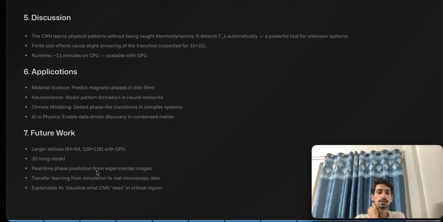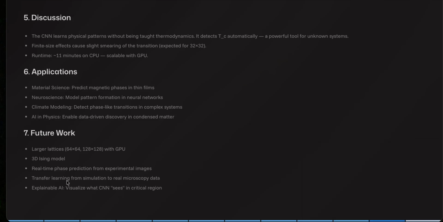And transfer learning from simulation to real microscopy: train on perfect simulations, etc. Transfer learning from simulation to microscopic data. And explainable AI to visualize what the CNN sees in critical regions.